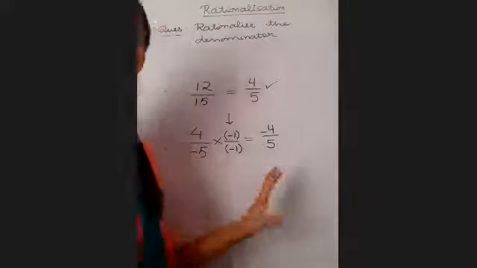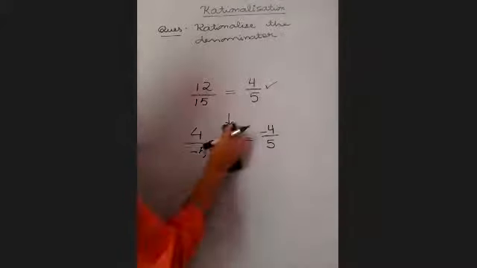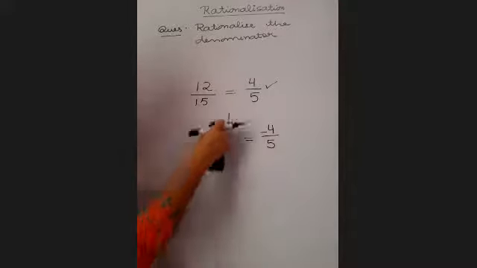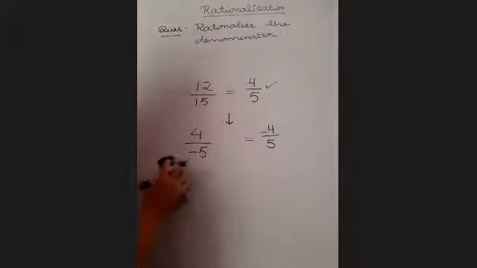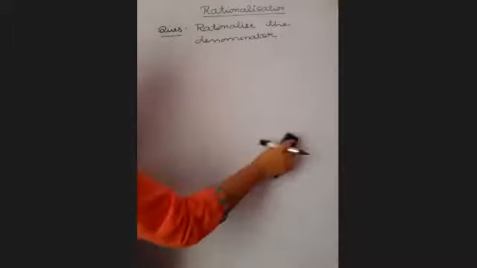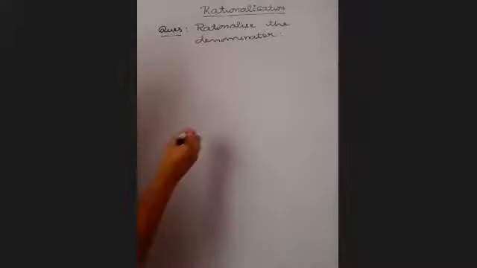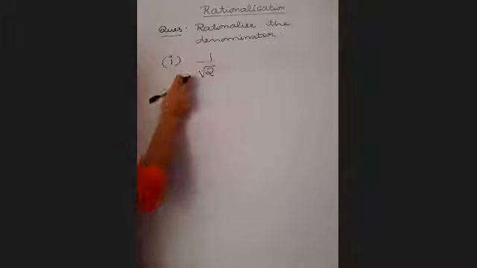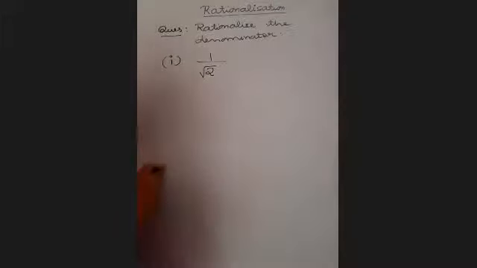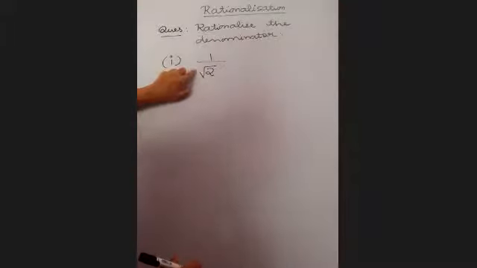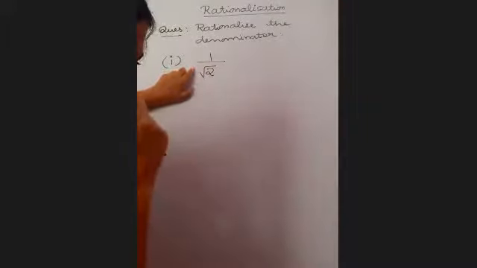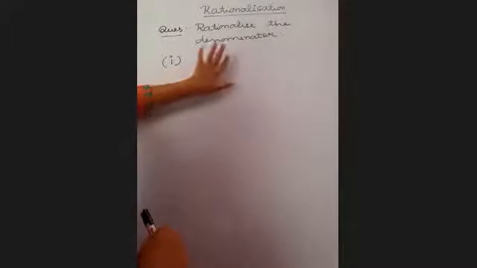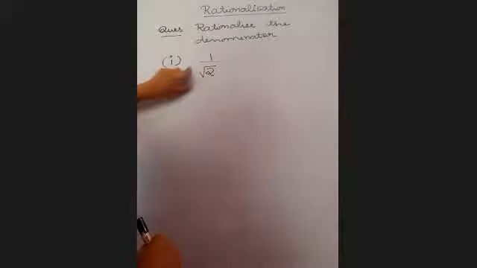But now in class 9, if the answer is 4 upon minus 5, you will straight away write minus 4 upon 5. You will not show the process of how it has been achieved. Similarly, if we have an irrational number in the denominator, this is not acceptable. We cannot leave an irrational number in the denominator. The way we cannot leave a negative sign in the denominator, the same way an irrational number cannot be there in the denominator. So that is why the question is: rationalize the denominator.